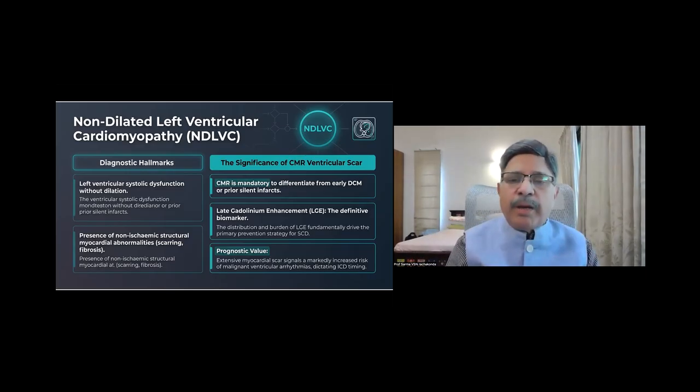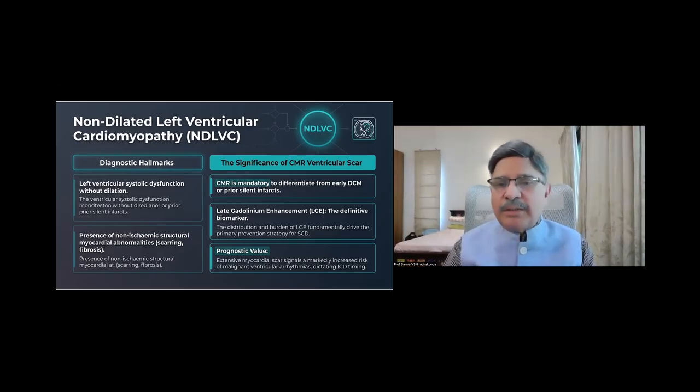You don't do gadolinium enhancement for everyone. First do a CMR and have a suspicion that there is a structural myocardial abnormality like scarring or fibrosis. To confirm that, you do an LGE. What is LGE? Late gadolinium enhancement. Definitive biomarker. The distribution and burden of late gadolinium enhancement fundamentally drive the primary prevention strategy for sudden cardiac death.